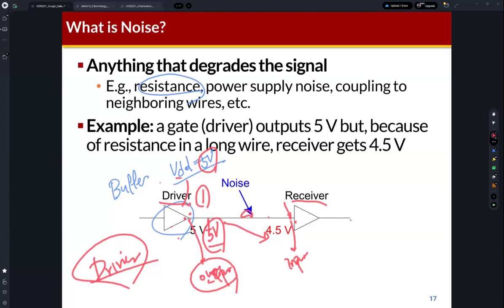But even though this driver generates a 5-volt signal, when the signal arrives at the input port of the receiver, it can be reduced. It can be 4.5 volt. Then how can we handle this signal, this input? How can we translate this input signal? In a real-world circuit, we need to handle this situation.